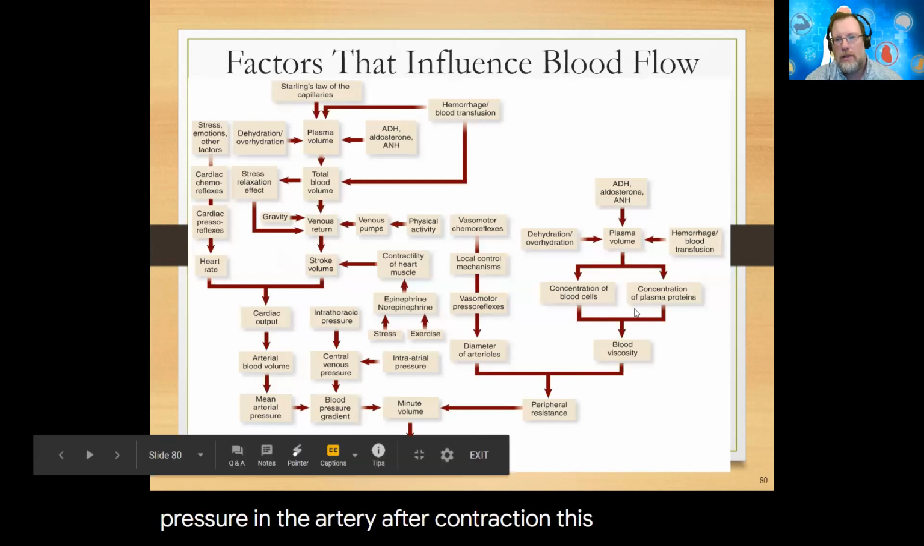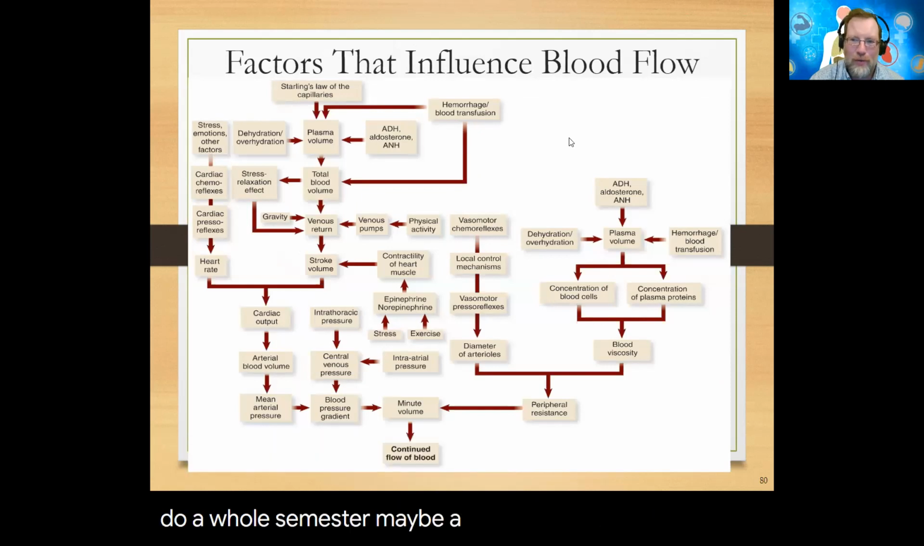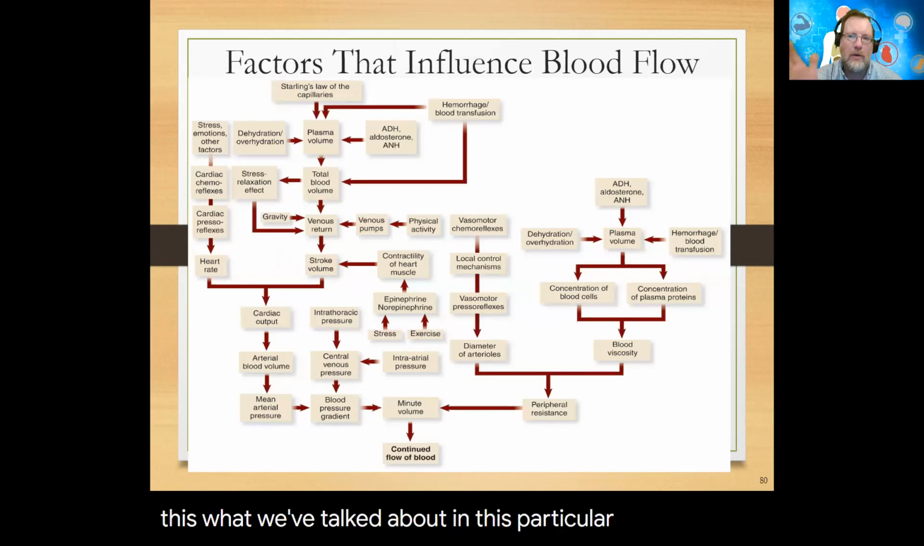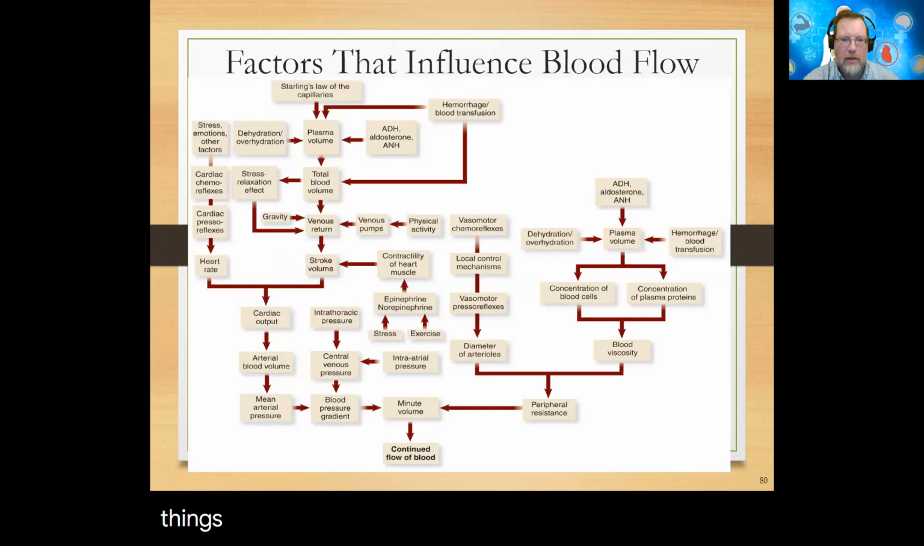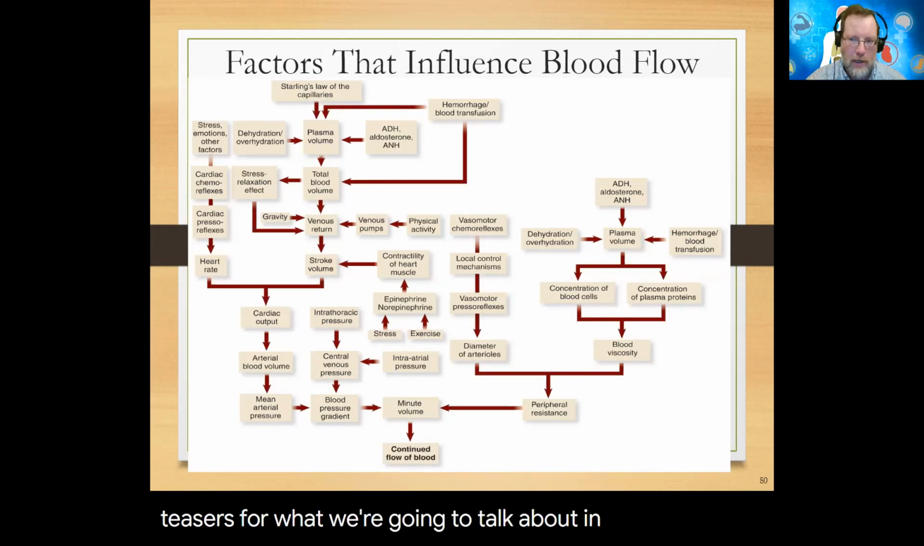This chart, we could do a whole semester, maybe a whole 50-minute video just on this particular chart. But take a look at that. It's a nice review chart. It goes through a lot of what we've talked about in this particular video, but also things we've talked about in other videos. It has some teasers for what we're going to talk about in some upcoming videos.